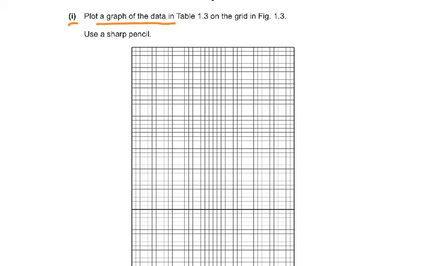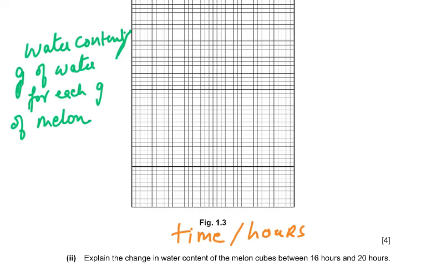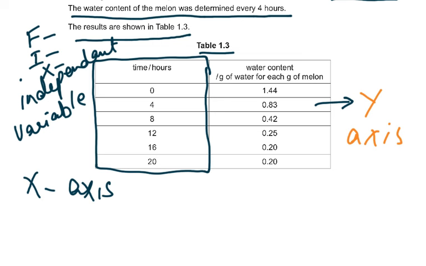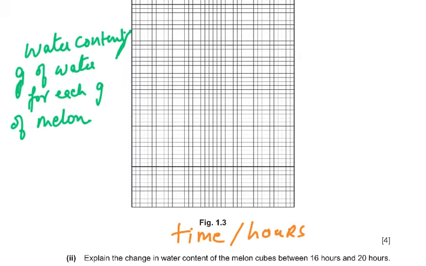Part 1, plot a graph of the data in table 1.3 on the grid in figure 1.3. Use a sharp pencil. That's it. See, you have to write the whole thing. Please, there should be no abbreviations. Now, if you look at it here, this is time in hours. So I have written time in hours here.